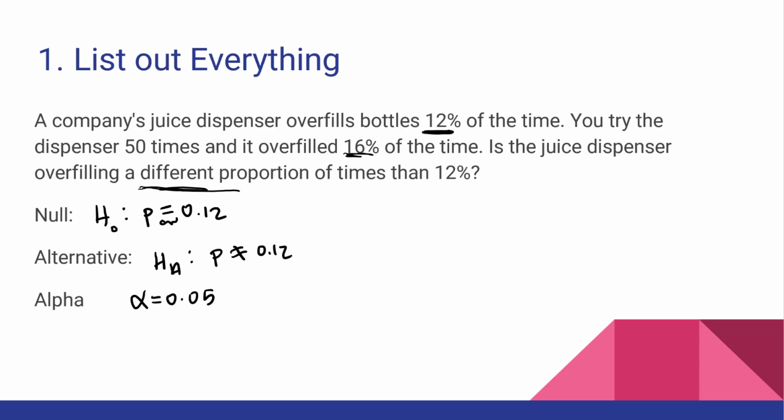Now, there's some other important numbers that you need as well. So you need to give a p-hat and an n for a sample size. So your p-hat, if you'll remember, is the data that you got from your sample, not your population proportion, your sample proportion. So this is when you went and you tried the machine. So that would be 16%, 0.16. How many bottles did we fill to see if the dispenser was overfilling? So we tried it 50 times. That is the number of trials that we ran, and that is our n.